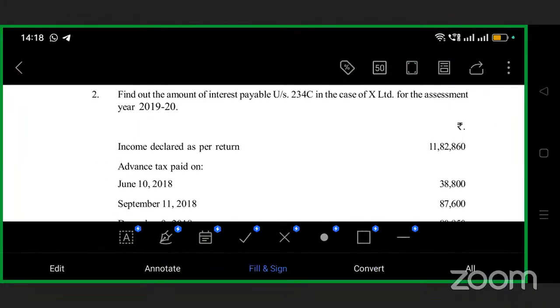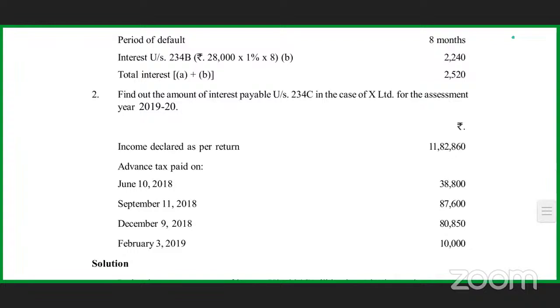If you want, we can look at some problems. Find out the amount of interest payable under Section 234C in the case of X Limited for the assessment year 2019-20. Income declared as per return and advance tax paid is given amidst 4 quarters: June, September, December, and February. They have given 4 quarters.